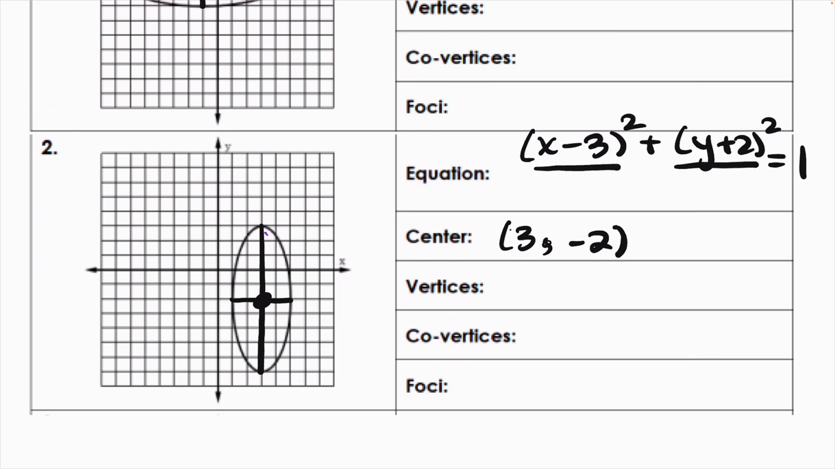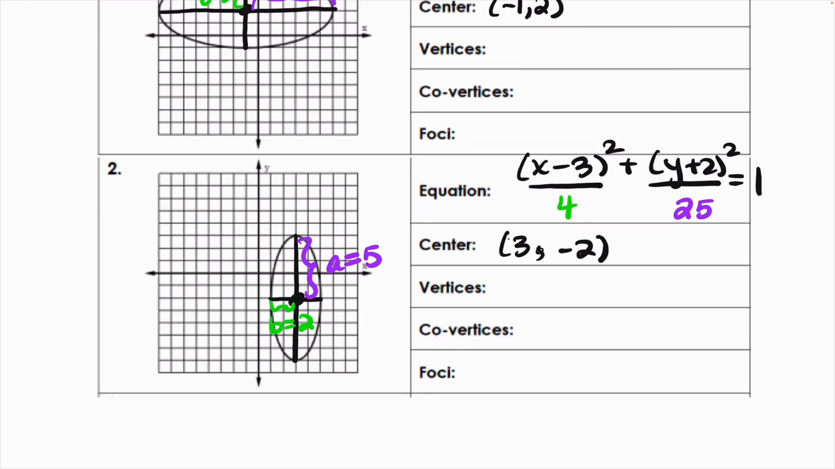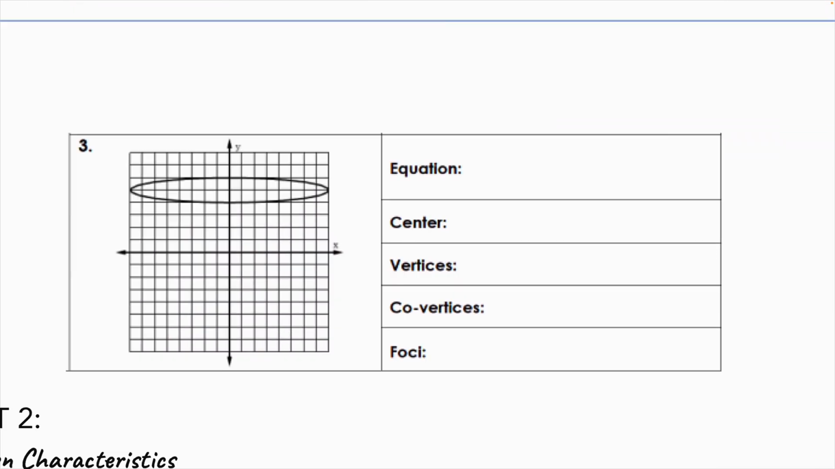Okay, again, A is the distance from the center to one of the vertices, so A is 5, but this time it goes under y squared to show that it is a vertical ellipse. B is 2 units, square that value, and there's your equation. Okay? Not bad, right? That's the easy part.